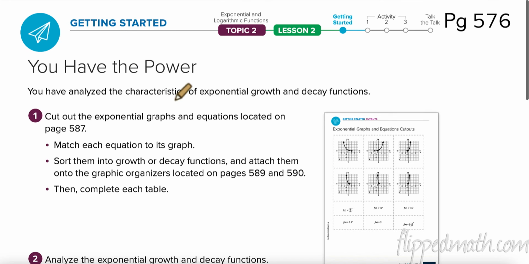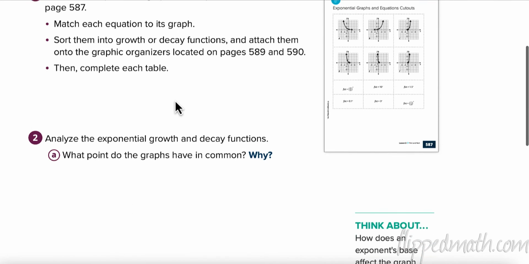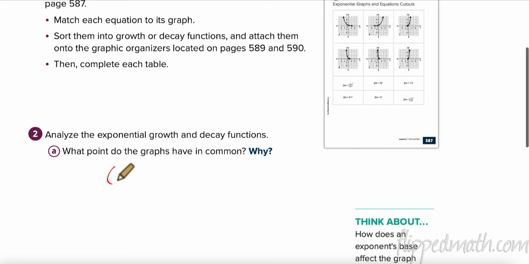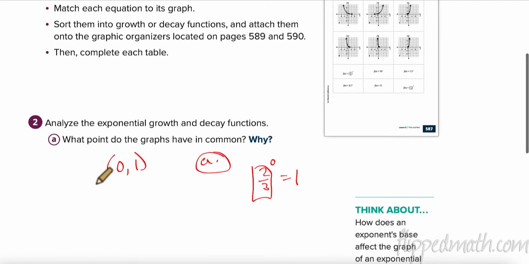So let's talk about this. Analyze the growth and decay. What point do you have in common? Why? Well, I didn't point this out, but every time it had 0, 1. And why? Because there's no a value on this at all. None of them had an a value. That means anything to the 0 power equals 1. So it didn't matter what I had here, it equaled 1. So every point I had in there was 0, 1.